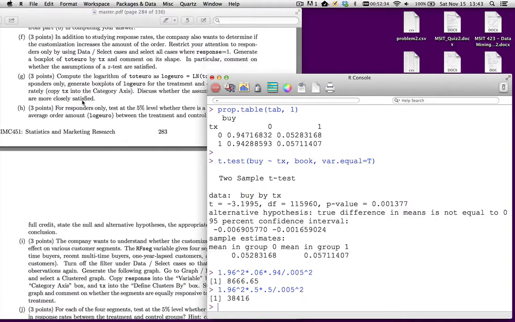All right. So in addition to studying response rates, the company also wants to determine whether it increases the amount of the order. So we're to study the order amounts for only responders. In SPSS, you have to do a select cases. In R, there is a subset command. So this part asks us for a box plot. So let's do a box plot.